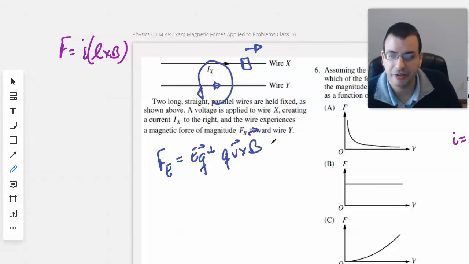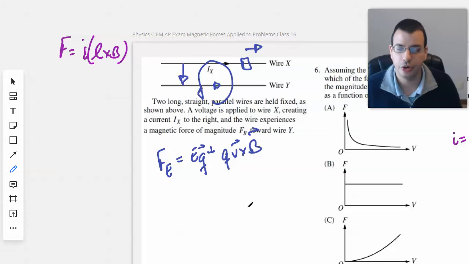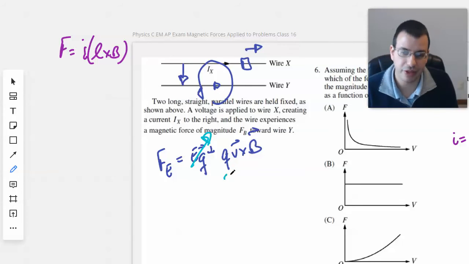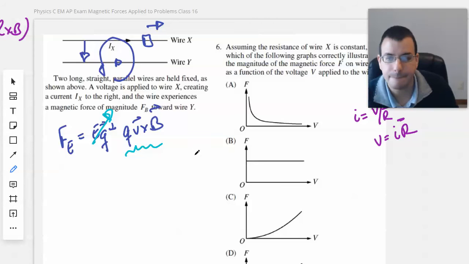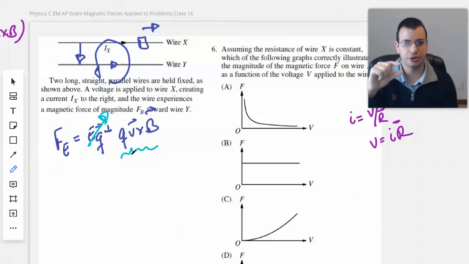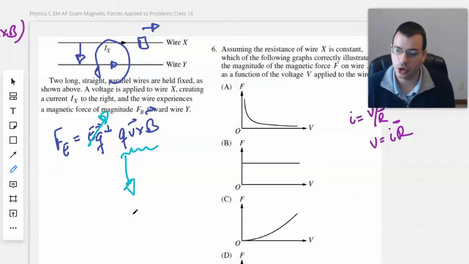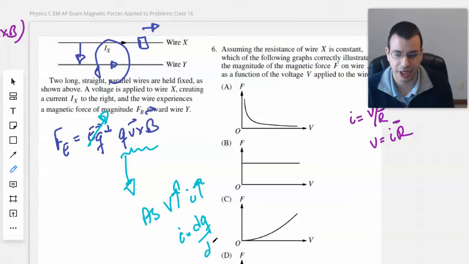voltage applied, a magnetic force toward wire Y. So we have a force down this direction. So we're assuming no electric field, and we're given this equation here for the force on a specific individual piece of charge within the wire. So what it's saying here is as voltage goes up, current will go up linearly, proportionally, and current is just the change in charge with respect to time.